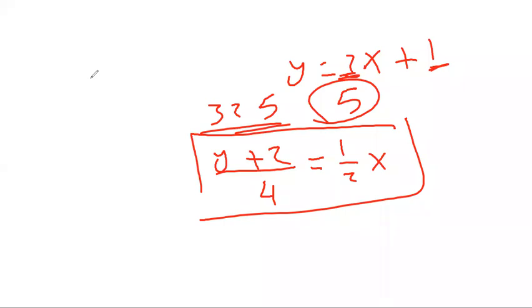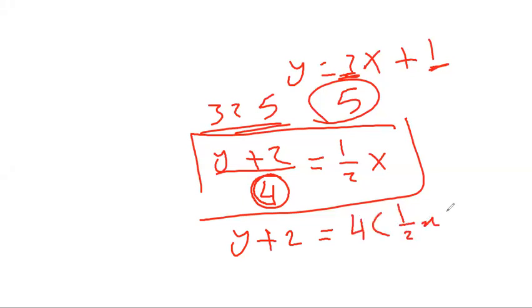Write the equation y equals. So we have y plus 2 over 4 equals. The problem is plus 2 and divide 4. We will do the inverse of the operations, division and addition. The inverse of the division is multiplication. So it will be y plus 2 equals 4 multiply 1 over 2x.